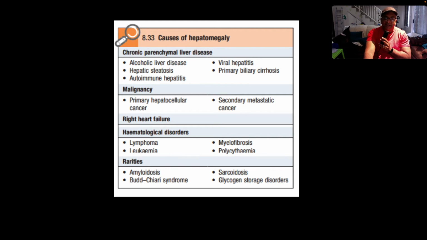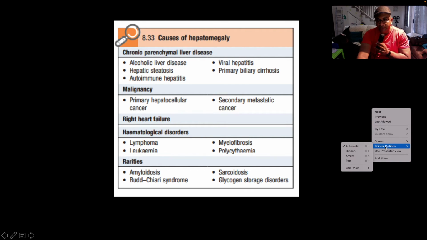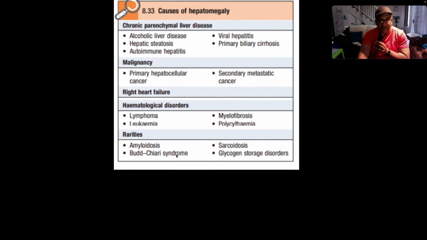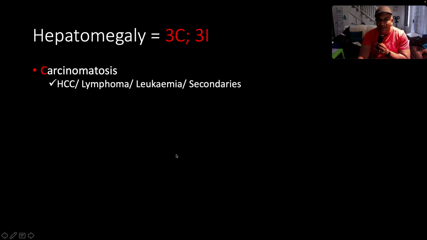Causes of hepatomegaly, guys, there's a whole lot of them to talk about. Okay, this is one way to categorize them, right? This is taken from Macleod's. So chronic parenchymal liver disease, malignancy, right heart failure, hematological disorders, and rarities. But the way I like to do it is 3 C's, 3 I's, right? So we covered the 3 C's under the video on ascites. So it's the same 3 C's.